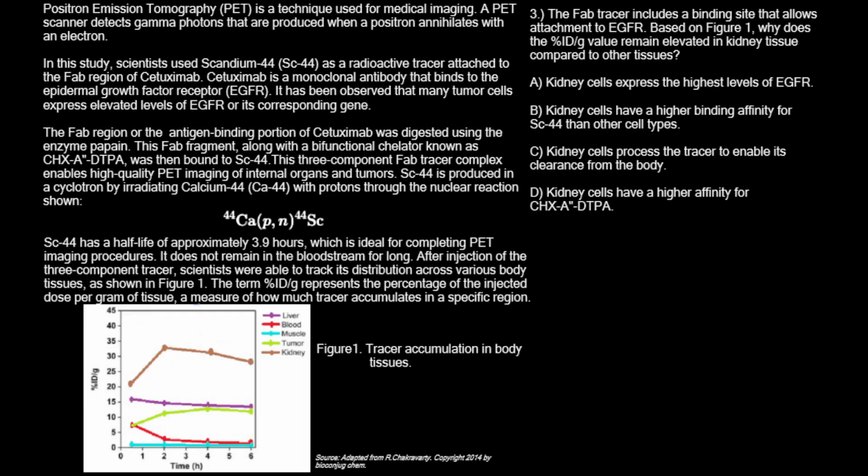Question number 3. The Fab tracer includes a binding site that allows attachment to EGFR. Based on Figure 1, why does the percent ID per gram value remain elevated in kidney tissue compared to other tissues? Answer choice A says kidney cells express the highest level of EGFR. Answer choice B says kidney cells have a higher binding affinity for SC44 than other cell types. Answer choice C says kidney cells process the tracer to enable its clearance from the body. Answer choice D says kidney cells have a higher affinity for CHX-A-DTPA.